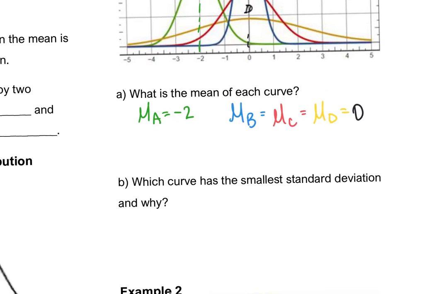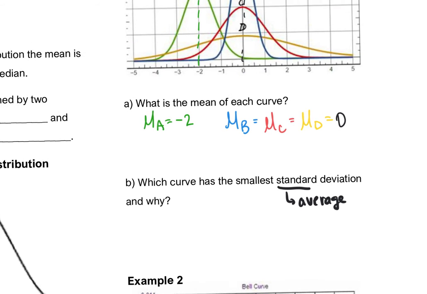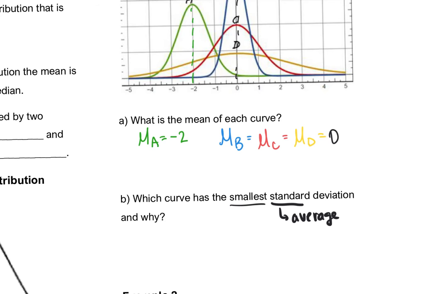Which has the smallest standard deviation and why? In order to answer this problem, we want to think again about what the standard deviation is. Remember, the word standard just means average, and deviation is how far away from average you are. So if you want a small standard deviation, you want the values to be very close to the average. Well, we know the average in a normal curve is at the middle.